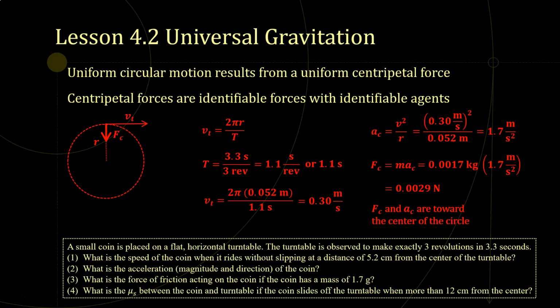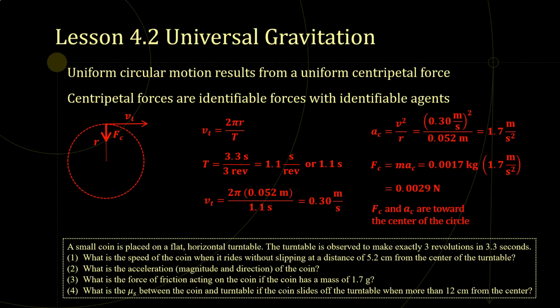All right, now this last question is a little tougher. And here's the thing. These first 3 questions we could relate to one another because they all had the same radius and the same period. What are we going to be able to carry along to the last question? The last question asks, what is the coefficient of static friction between the coin and the turntable if the coin slides off the turntable when more than 12 centimeters from the center? So now our new radius we're going to be working this problem with is 12 centimeters.